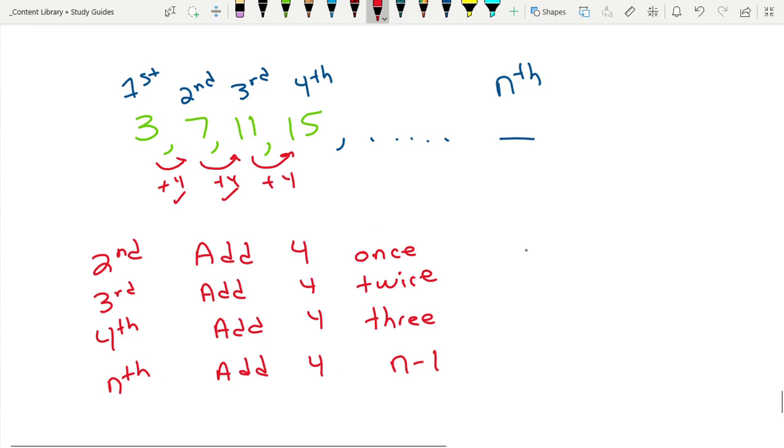If you're adding multiple times, that's the definition of multiplication. So you're going to add 4 n minus 1 times. That's going to give you your increase amount. But remember, you didn't start at 0, you started at 3. So that's your first number. And this is your equation, 3 plus 4 parentheses n minus 1.